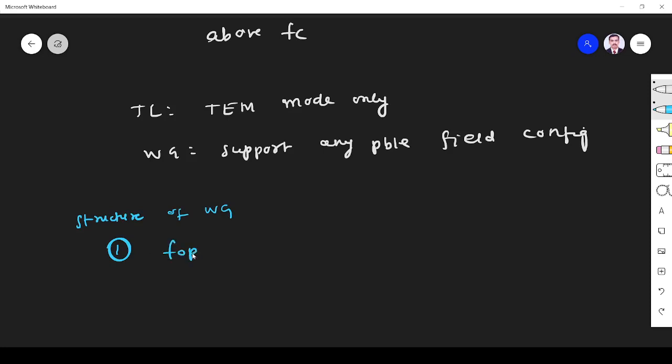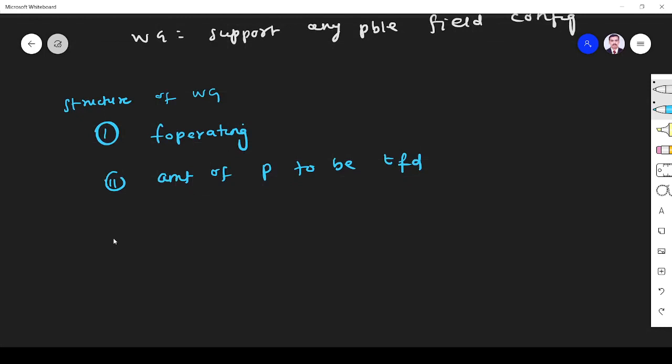First, the operating frequency, F operating. Second, the amount of power to be transferred. This is another parameter which decides the structure of the waveguide. Third, the amount of losses, that is, how much loss a waveguide can tolerate. So power, frequency, and loss: these are all the factors which decide which structure of waveguide we have to use.